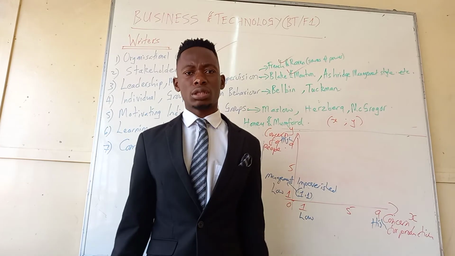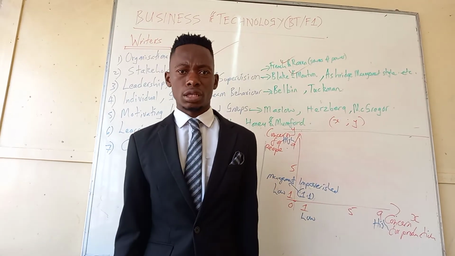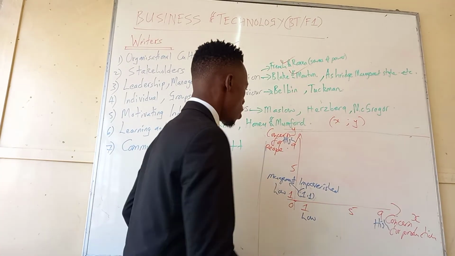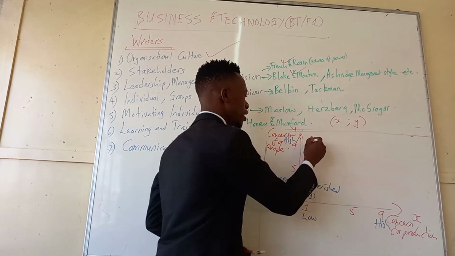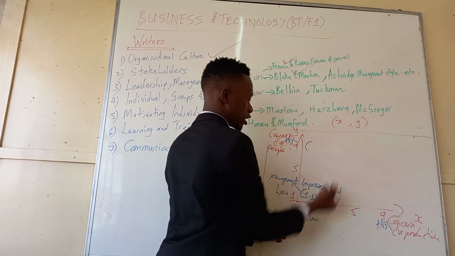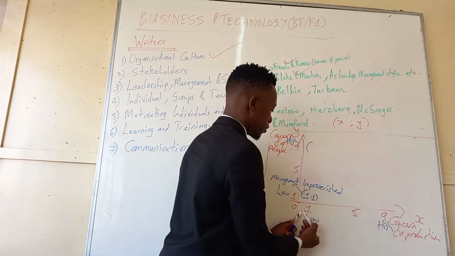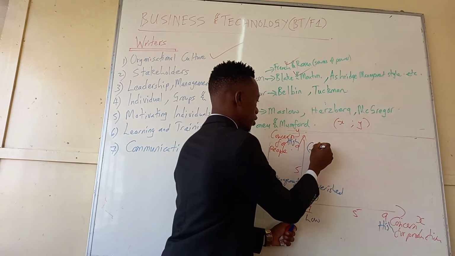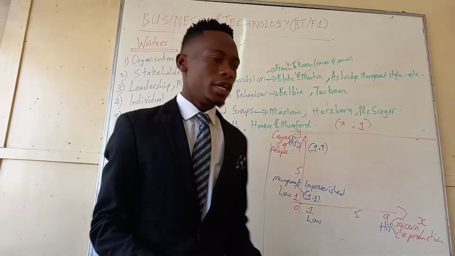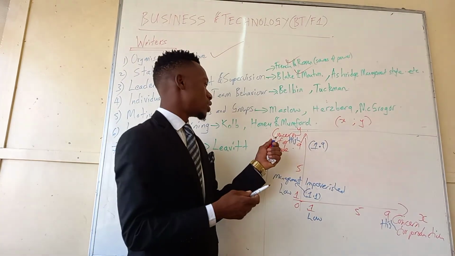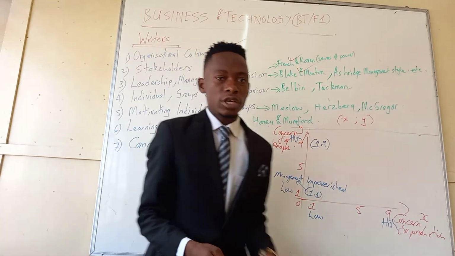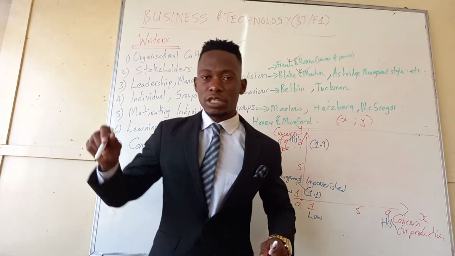You have no concern for production. So what are you doing? You are a manager doing nothing. You don't even have concern for people. Management impoverished. But what if you are a manager who will be at what? X. You start with X here, one. Then we have nine. If you are a manager who is at 1.9, it simply means that in terms of the concern for people, it's high, but the concern for production is low.